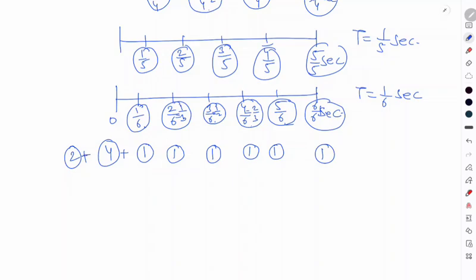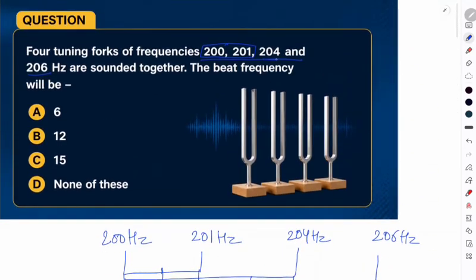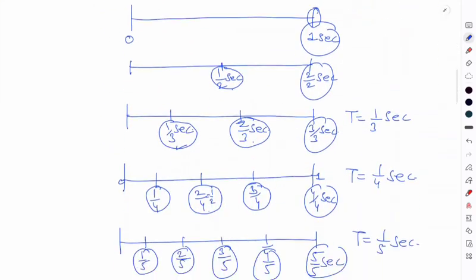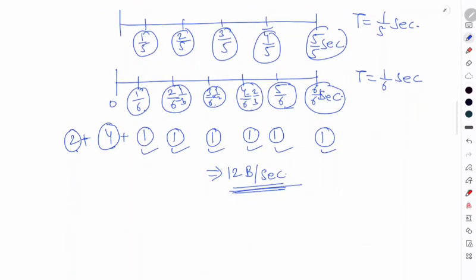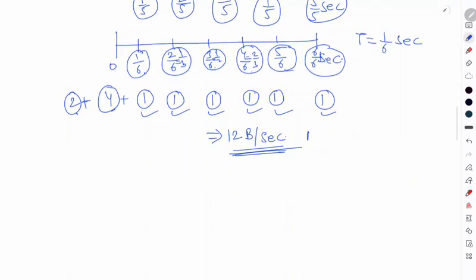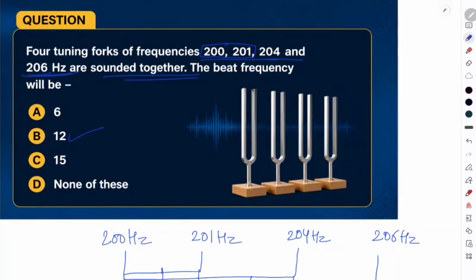If we add them, there will be 1, 2, 3, 4, 5, 6, 7, 8, 9, 10, 11, 12. It means a total of 12 beats per second will be heard if we sound these 4 forks together. I hope you got the method and the process of how we solve this question. That's our answer, 12 beats per second. So option B is the correct answer. Thank you very much. Bye.